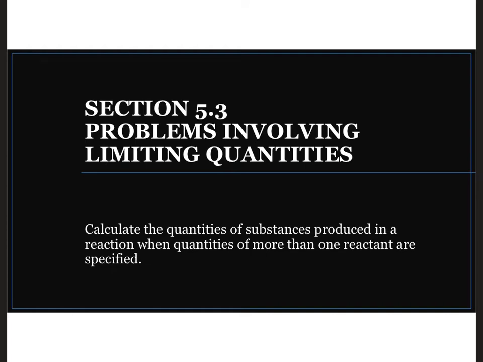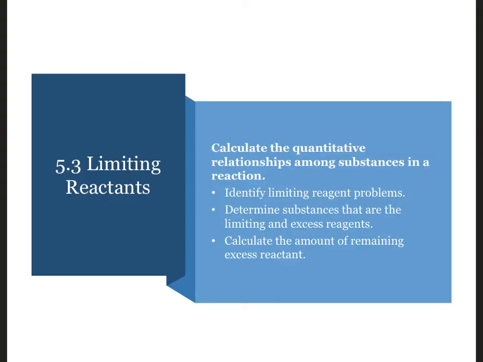In section 5.3, we're going to see what happens when we run out of one reactant before another. These are called limiting reactant or limiting reagent problems. We'll discover how to identify this type of problem and how to calculate the amounts of products and reactants remaining when one reactant is in short supply.